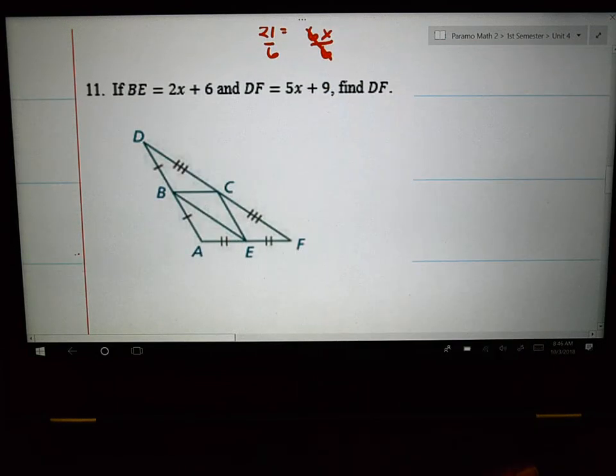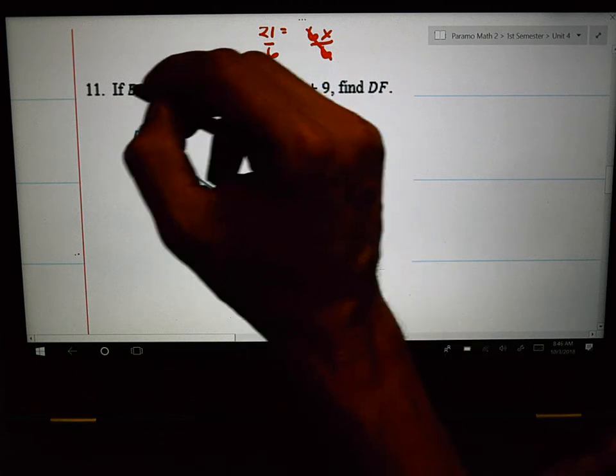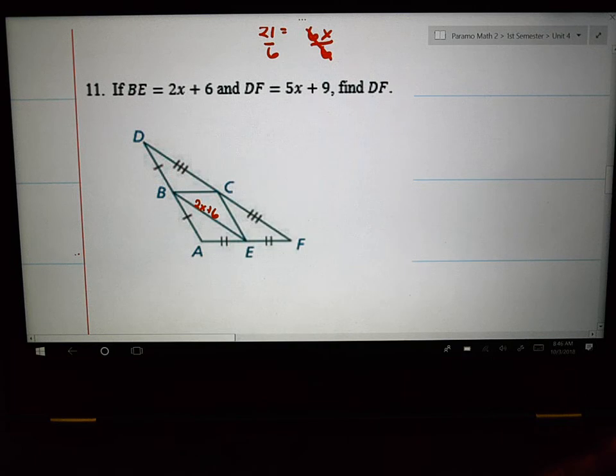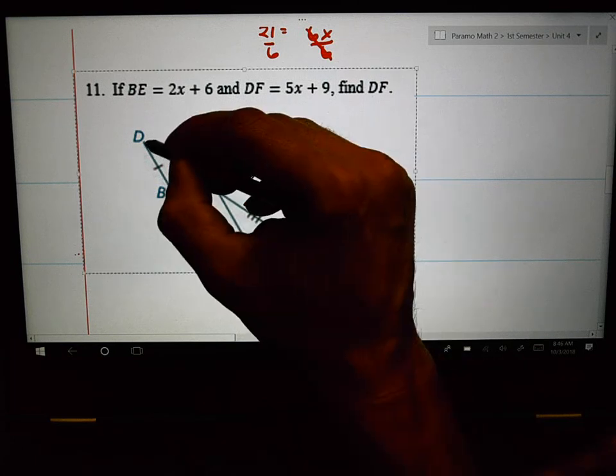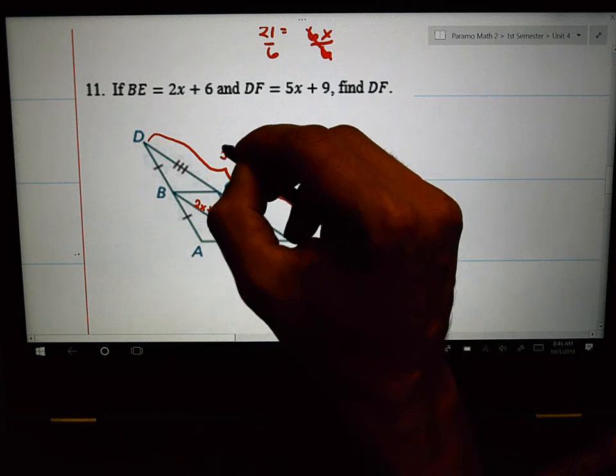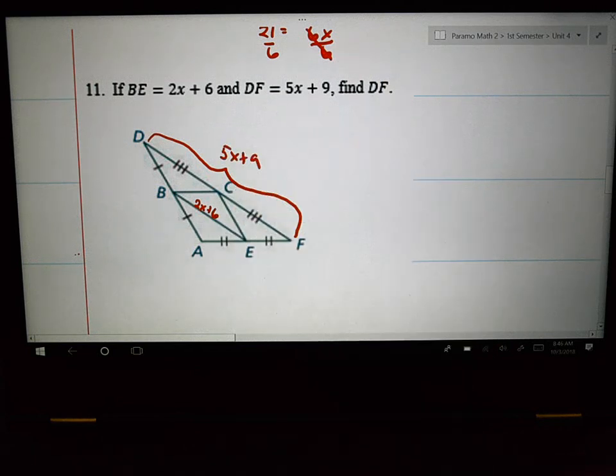Number 11 says if BE is 2x plus 6, so we got to find BE and then go and write this is 2x plus 6 in the picture, and DF is 5x plus 9. I usually add that to the picture. It says find DF. We need to figure out what x is so we can find out how long DF is.